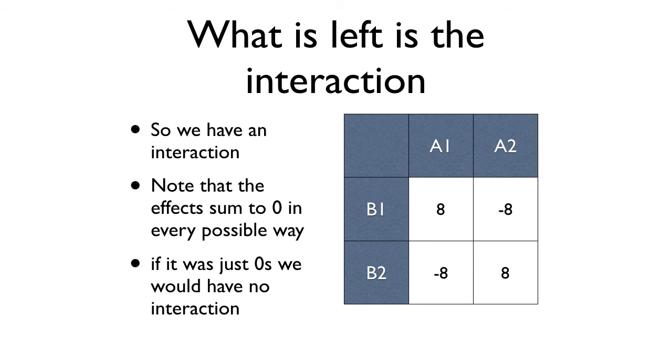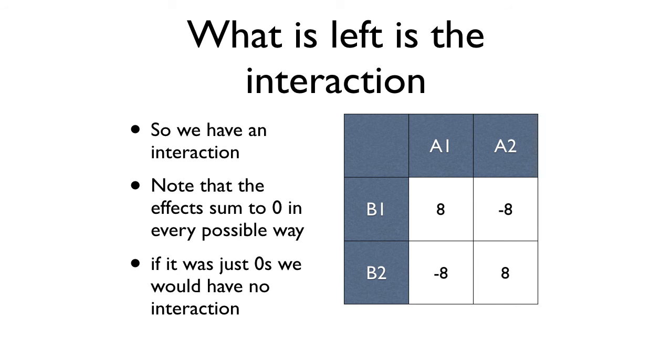Sum of squares for interaction, by the way, is 8 squared plus negative 8 squared plus 8 squared plus negative 8 squared. 256. Did that right? 64 and 64 is 128. Yes, 256. All those 8s squared and summed together.